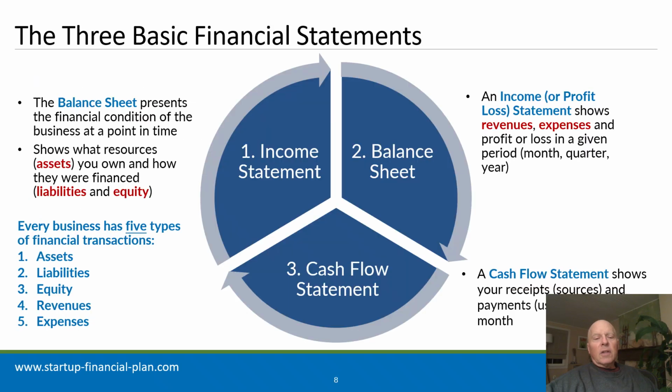Okay, so let's talk about the financial statements first. There are 3 financial statements. We'll start with the income statement, then we'll move to the balance sheet, and then the cash flow statement is last because there are five types of transactions in running your business.